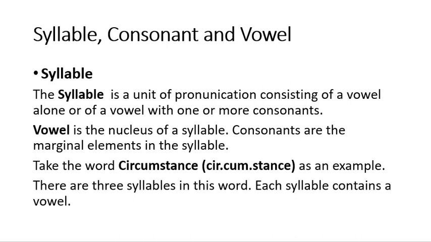If we define a syllable in another way, we can say that syllables are the parts in which words are divided. Take the word circumstance as an example. We have three syllables here. Circumstance. There are three syllables in this word. Each syllable contains a vowel. Each syllable in this word has got a vowel, and a vowel is the nucleus of each syllable here.